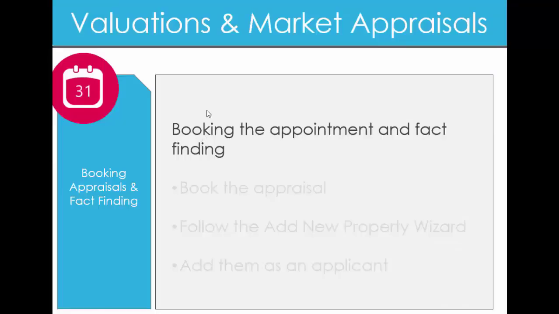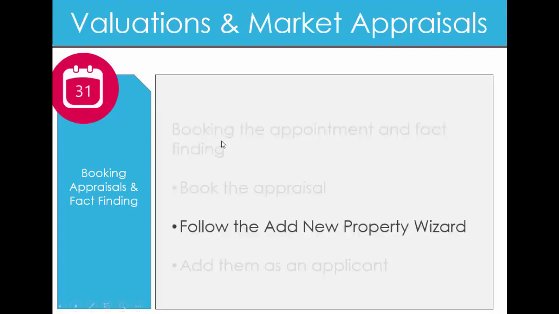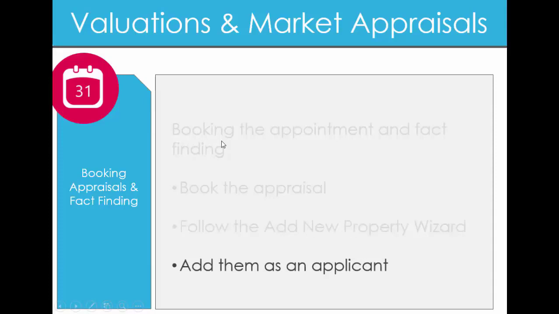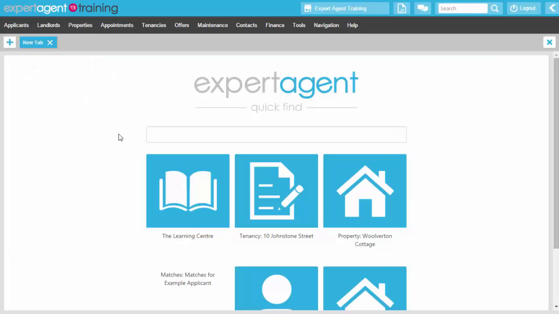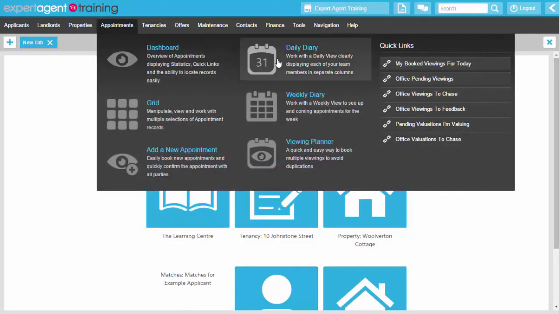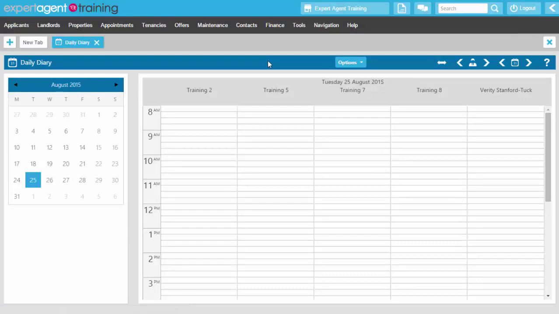So let's have a think then about booking the appointment and fact finding. So booking the appraisal, following the add new property wizard, and then adding your vendor in as an applicant. So hopping into Expert Agent, I'm just going to access my diary again under the appointment section and select daily diary. Now obviously you can put this through in the weekly diary. I'm just putting it through in the daily diary because that's the view I prefer.